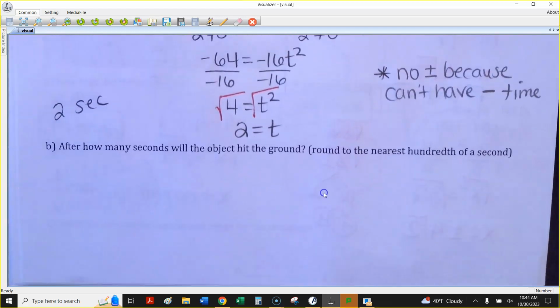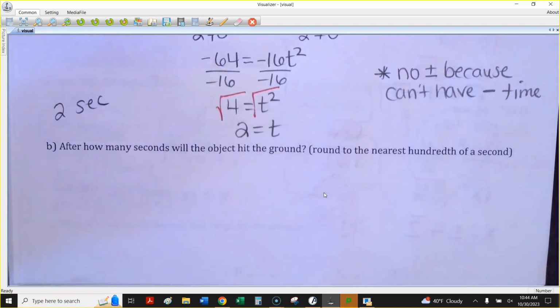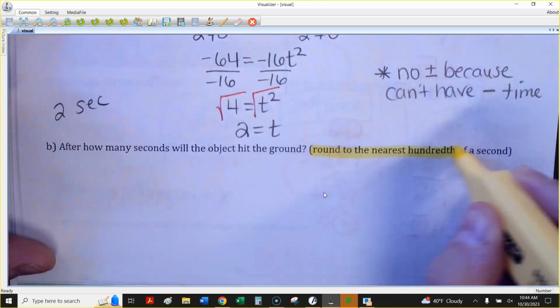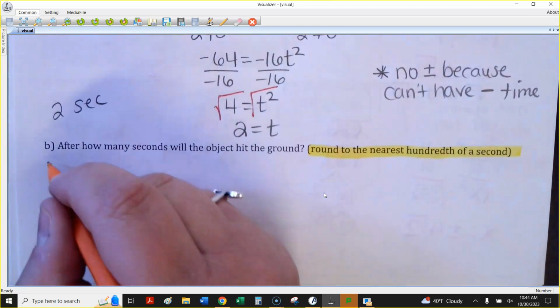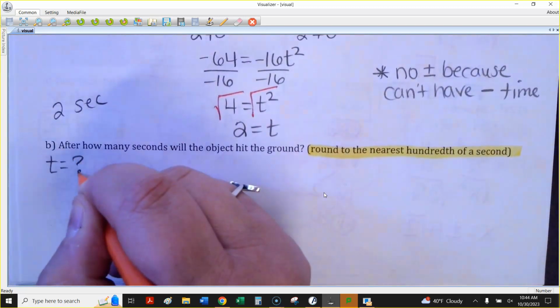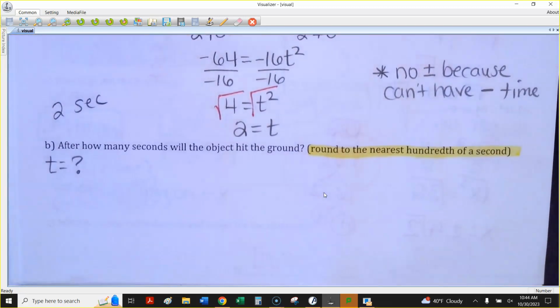All right, now same formula, same situation, but this one's just a little different question. It says, after how many seconds will the object hit the ground? And you're not going to break this down or anything. I'm just going to have you guys use your calculator to estimate this. We're going to round it to the nearest hundredth of a second when we actually answer the question. So again, after how many seconds, so I don't know the time here, is my object going to hit the ground?